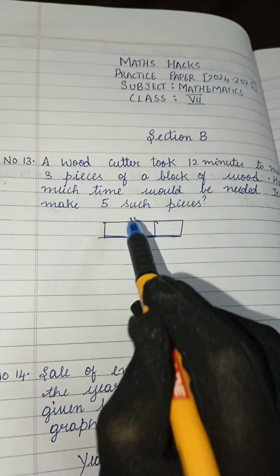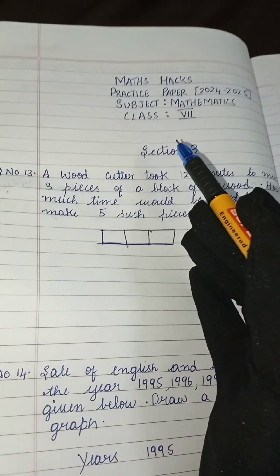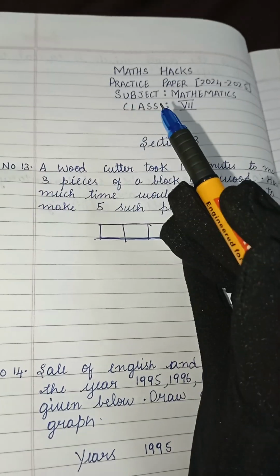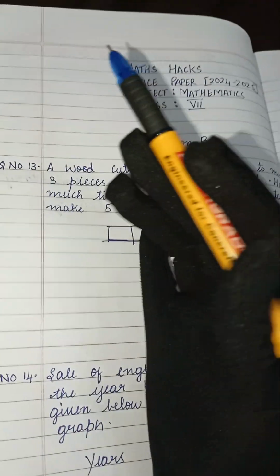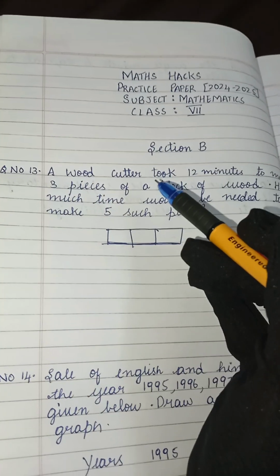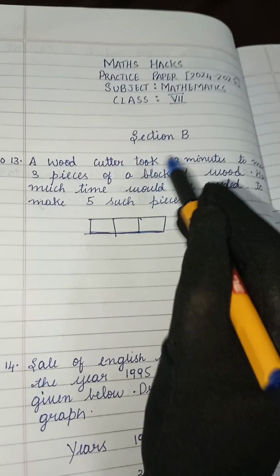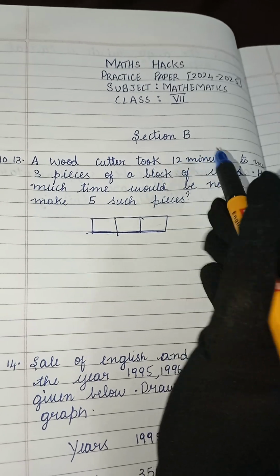See, a block of wood. This is the block of wood. What did the woodcutter do? He cuts the block into 3 pieces. See, first piece here, he cut the block first, second. Only 2 cuts he has made. He has made 2 cuts and he got 3 pieces. And to cut those 3 pieces, it took 12 minutes.